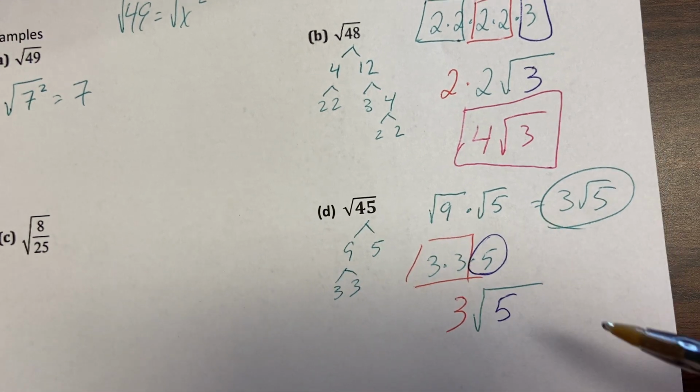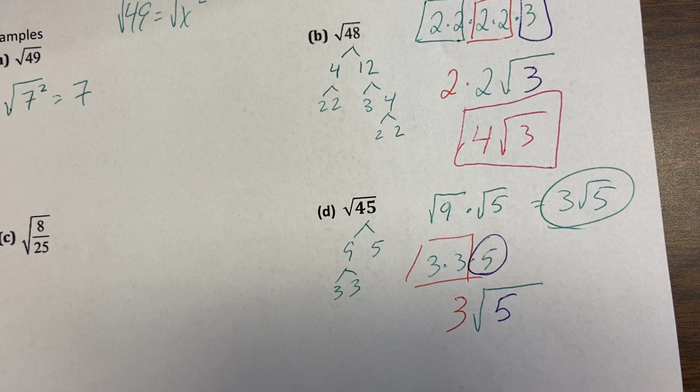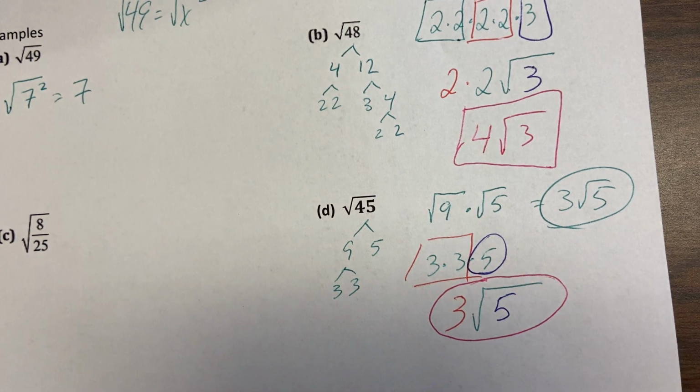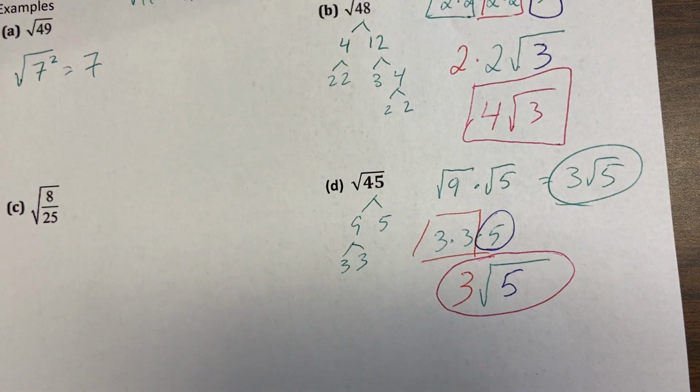Okay, so again, inside the house the 5 does not have a perfect square involved. So this is in its simplest form. And just like the fast way told us, if we can identify that perfect square, this guy simplifies out to be 3 radical 5. Cool. Okay, maybe let's look at some fractions here.